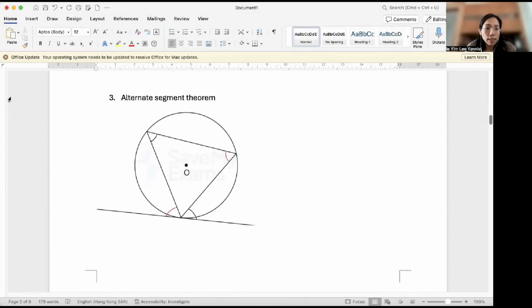Right, now this one is the alternate segment theorem. I believe most people are very confused about it. Just remember opposite angles, okay? Opposite angles, angle with the tangent, okay? Opposite angles and angles with the tangent are the same.